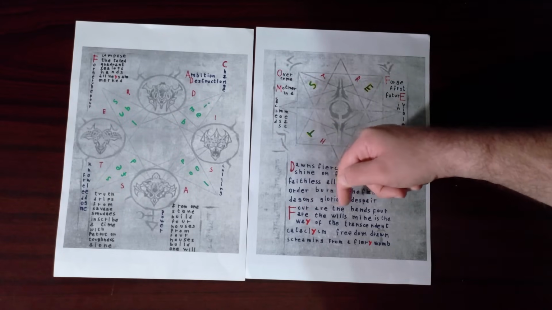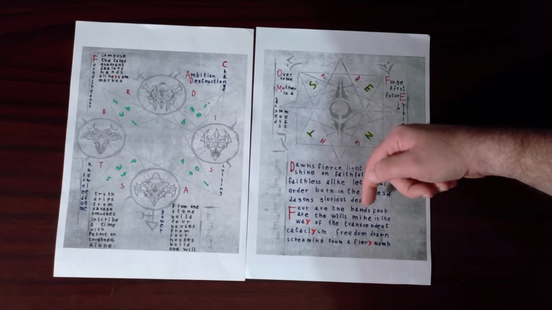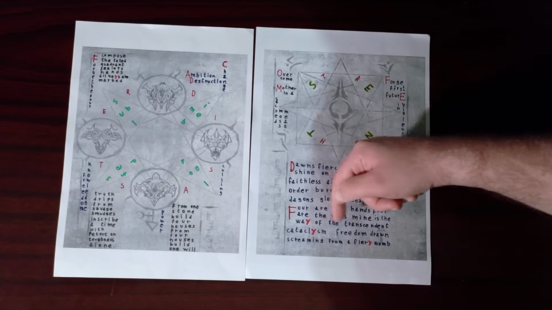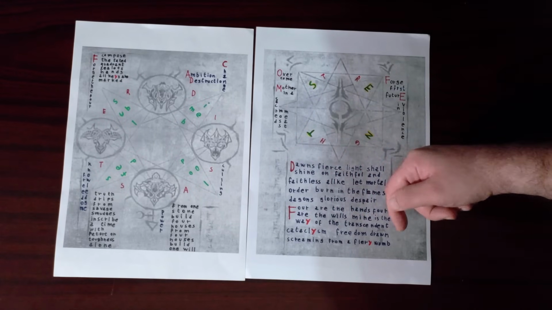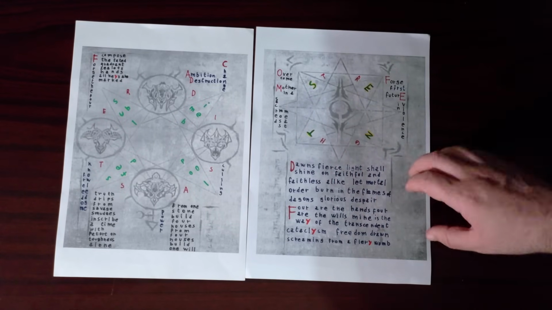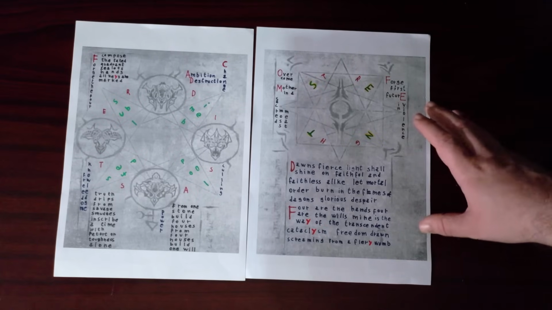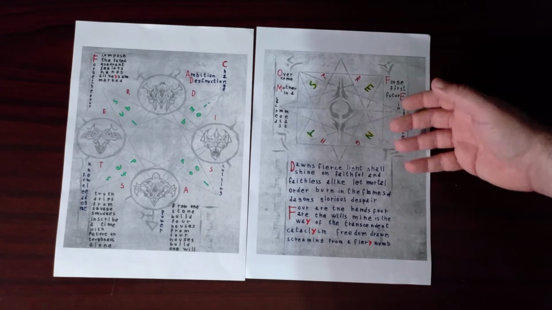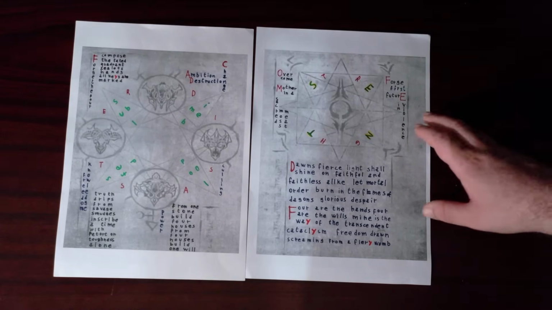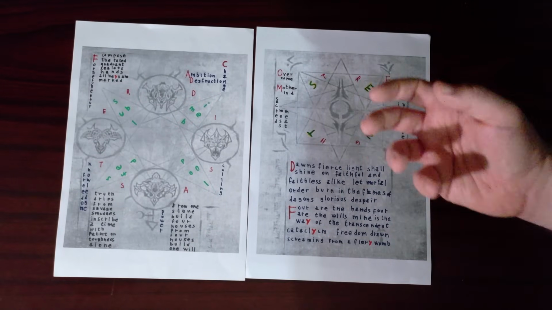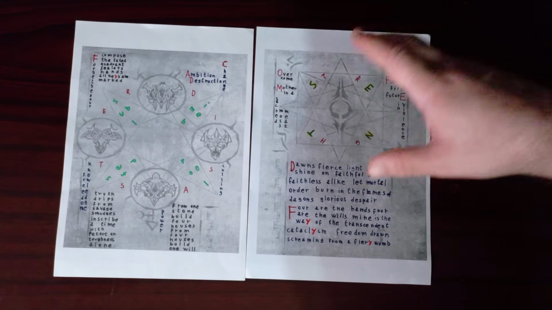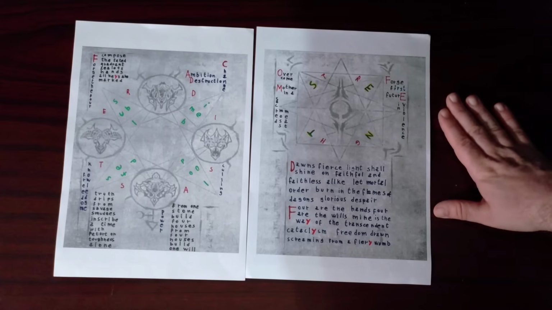Four are the hands, four are the wheels. Mine is the way of the transcendent cataclysm. Freedom drawn, screaming from a fiery womb." The womb could be seen as the Oblivion Gates, or maybe even the Lake Center from which Mehrunes Dagon originated, which we can read from the commentaries of the Mythic Dawn.